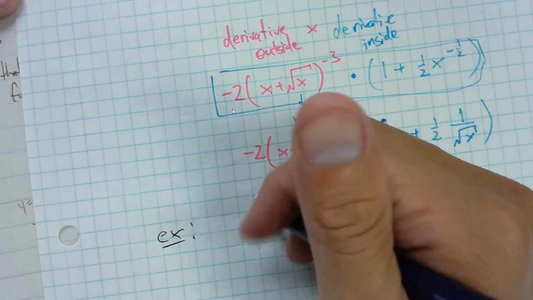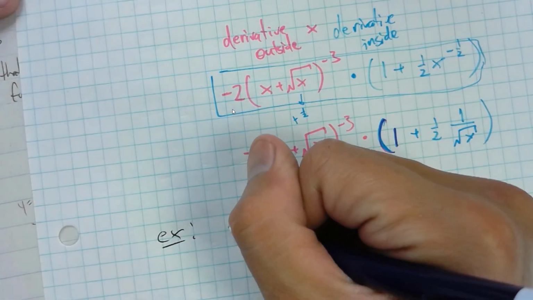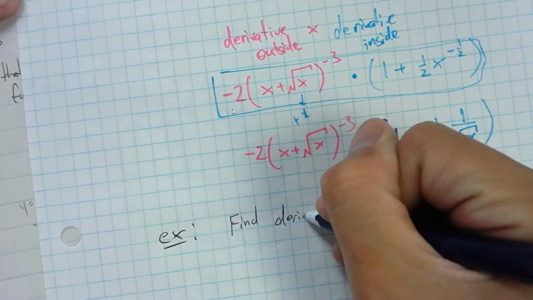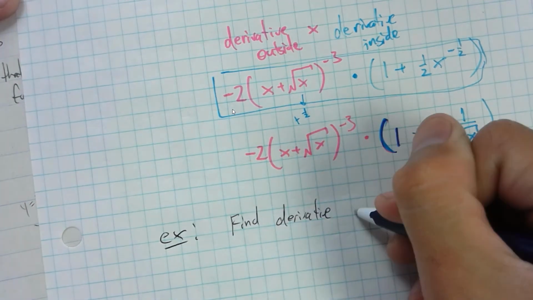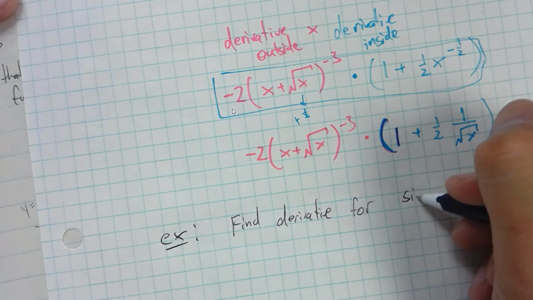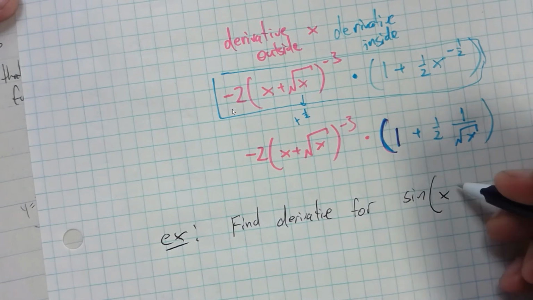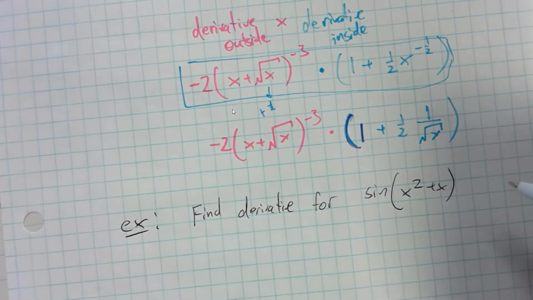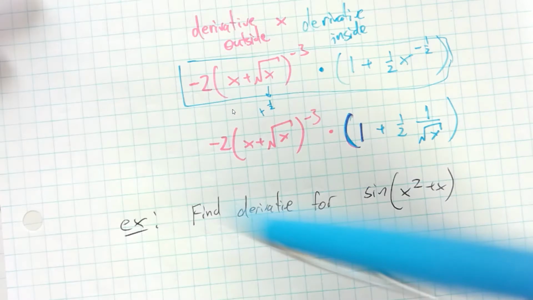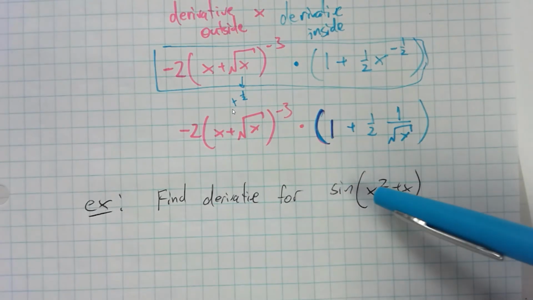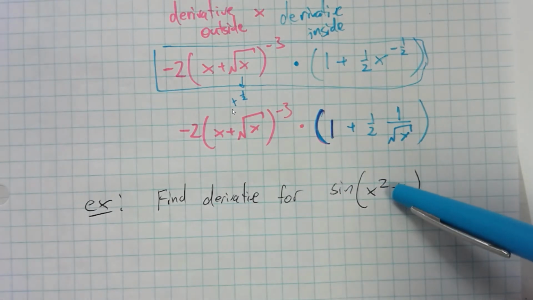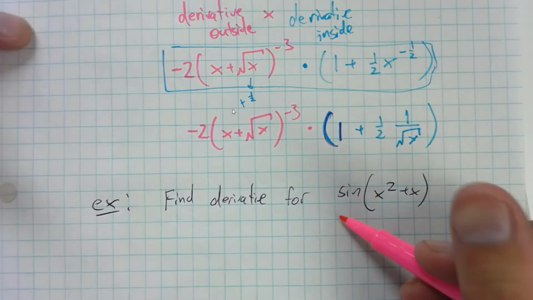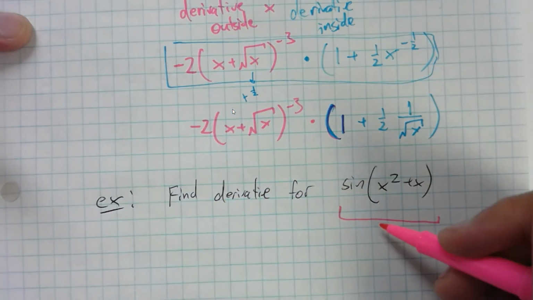This one is, why don't you find the derivative of sine of x squared plus x. So let's define the outside function. I notice it's the sine of something within here that is differentiable. So I could take the derivative of the outside. It's the sine of whatever is in there. Okay, that's the outside.